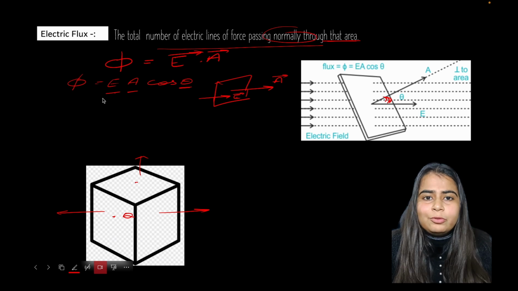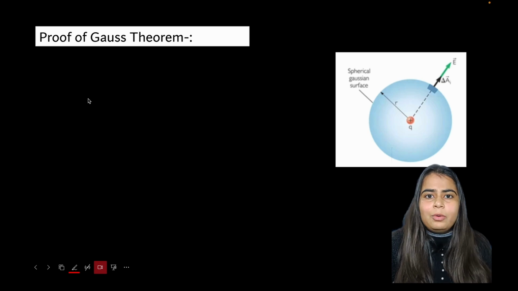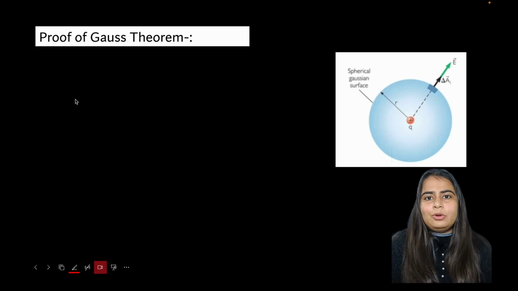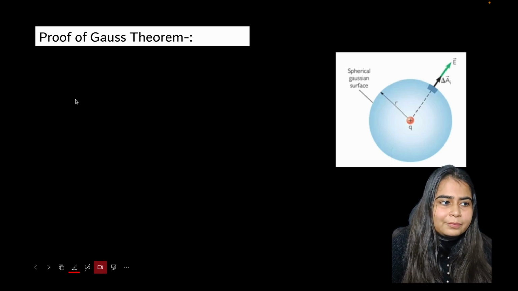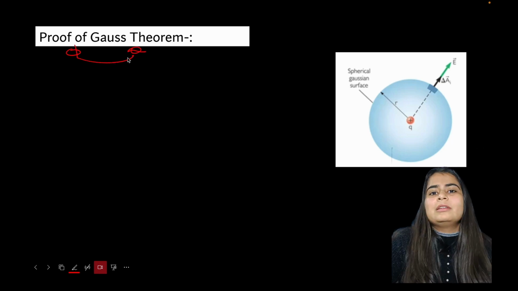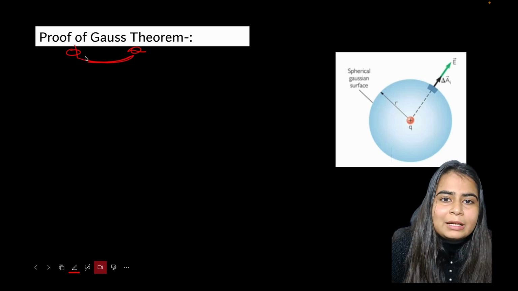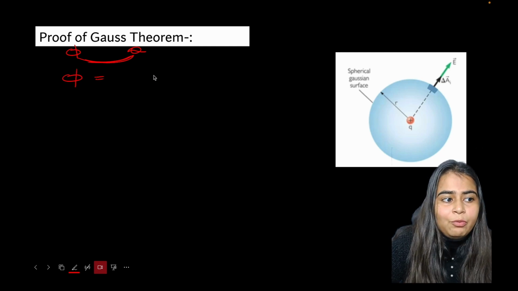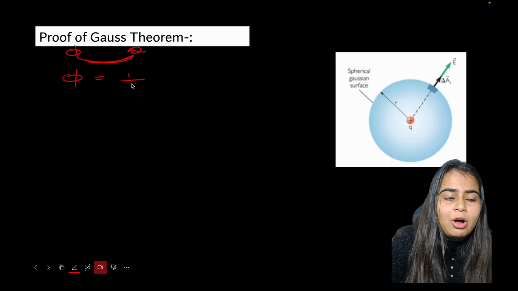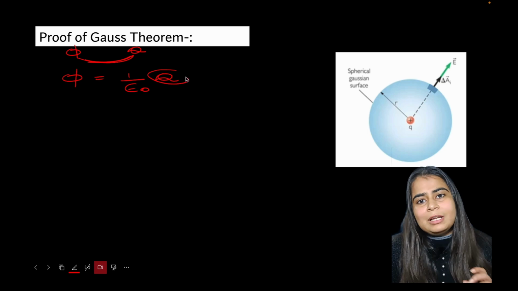Now let's move to the next topic, that is the proof of Gauss theorem. In the beginning of this video, I told you that this Gauss theorem relates flux with charge, right? So there will be a relation between them. Now this Gauss theorem states that the total electric flux passing through a closed surface will be 1 upon epsilon naught times the total charge enclosed by that Gaussian surface.